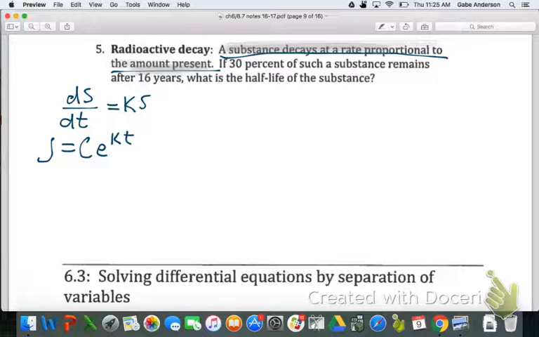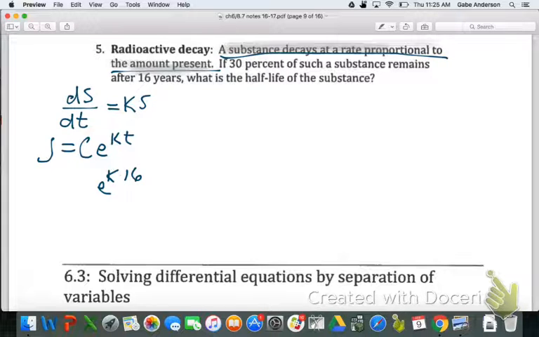All right. So it says if 30% of such a substance remains after 16 years, gosh, what do you think we do with that? 30% of the substance remains. That would be 0.3. So the time is clear, right? T is 16. So I'm going to go ahead and write e to the k times 16. But how do we deal with that 30% thing? Wouldn't it make k 0.3?